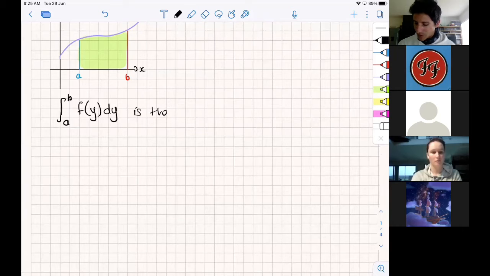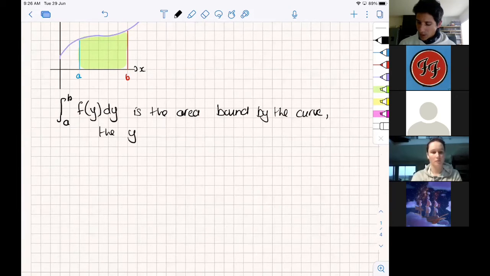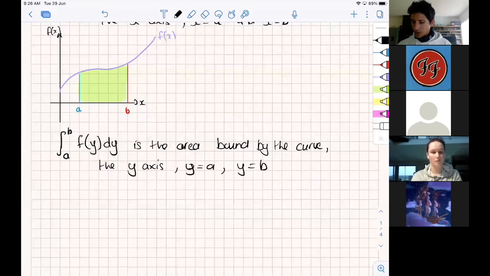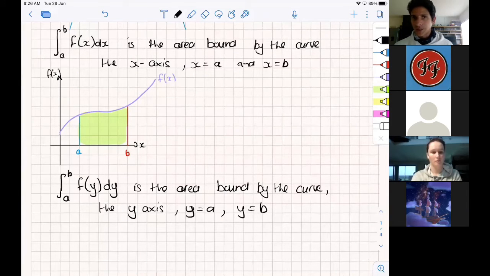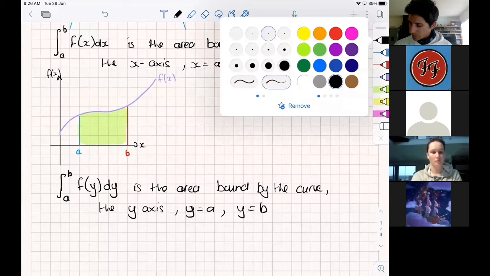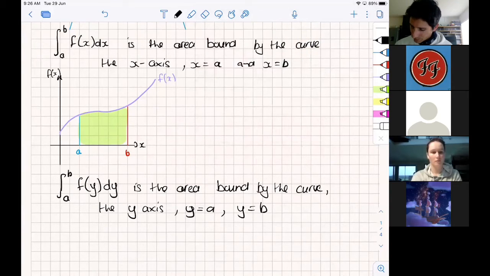And this time it's the area bound by the curve. And the y-axis this time, y equal to a and y equal to b, right? So if we compare those two statements, all I've done is I've changed all the x's into y's. Okay, so let's draw this guy and see what that looks like.